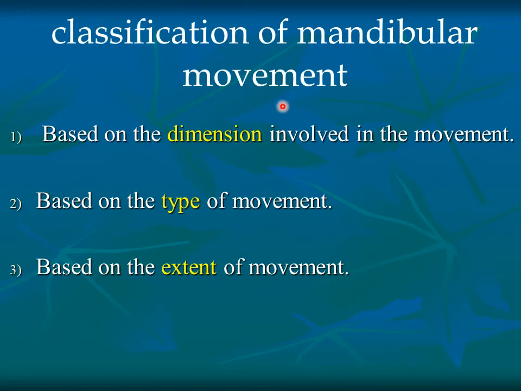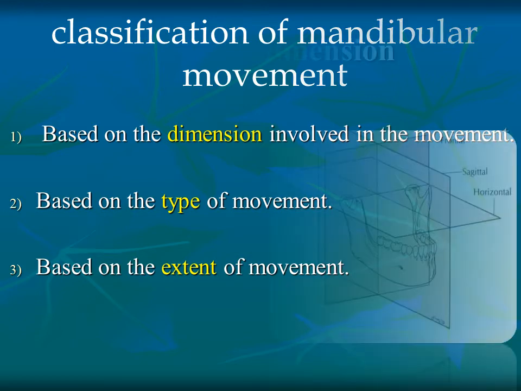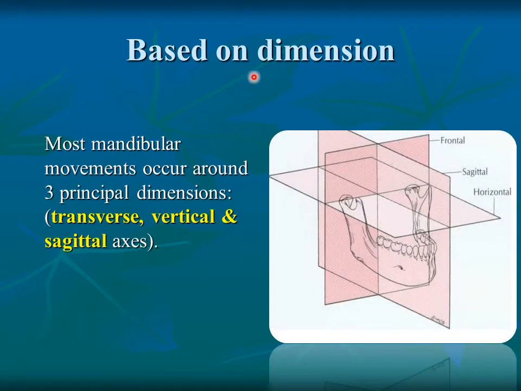Classification of the mandibular movement. We have three classifications. The first one based on the dimension involved in the movement, the second one based on the type of movement, and the third one based on the extent of the movement. Based on the dimension of the movement, most mandibular movement occurs around three principal dimensions: transverse, vertical, and sagittal axis.